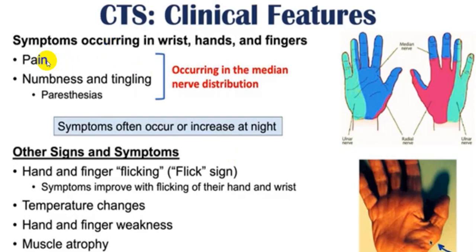So the commonest symptom is pain, tingling, numbness, or what we call paresthesia in the distribution of the median nerve. And the person will wake up in the night and he will shake his hands or flick his hand, that's why it is called the flick sign. Symptoms improve with the flicking of the hand and wrist. You might have temperature changes, and because of the involvement of the motor fibers, you will have atrophy in the thenar eminence, and also you will have weakness in the affected muscles.